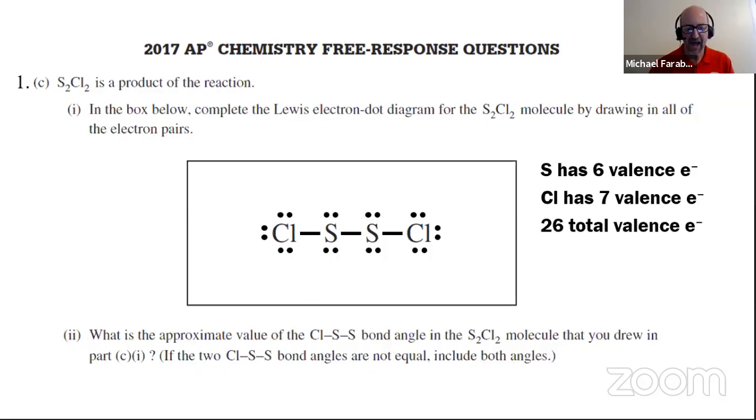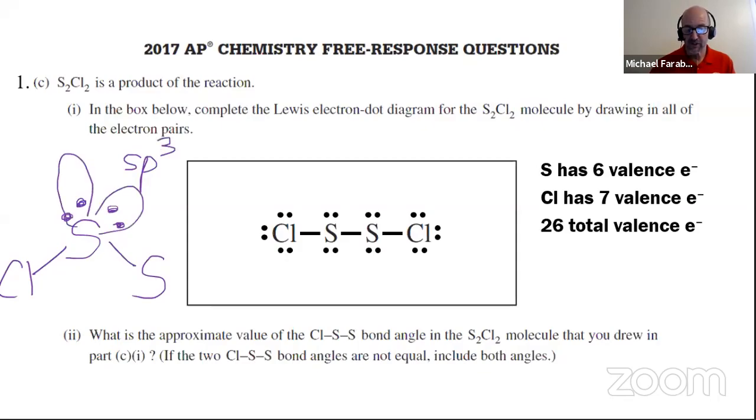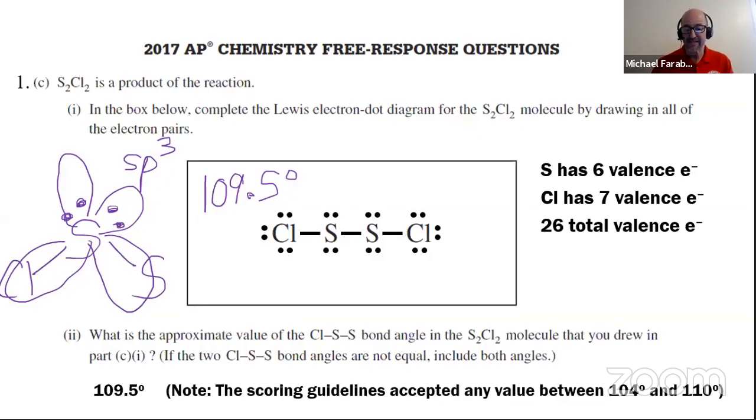Now, we know that if I have, in this case, a sulfur, and there is a chlorine on the one side, and there is a sulfur on the other side, and there are these lone pairs of electrons as well, this represents what is called sp3 hybridization, and there are 4 electron domains. So when you have sp3 hybridization and 4 electron domains, the bond angle should be 109.5. Now, it might be a little bit less than 109.5 because of the compression of the bond angles with those lone pairs, but the AP exam scoring guidelines accepted any value between 104 and 110 degrees. 180 degrees was not accepted in this case.